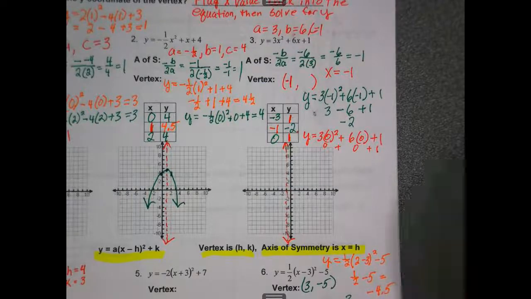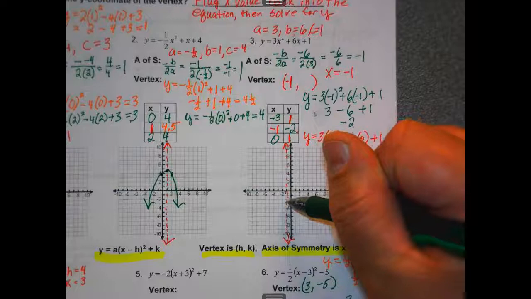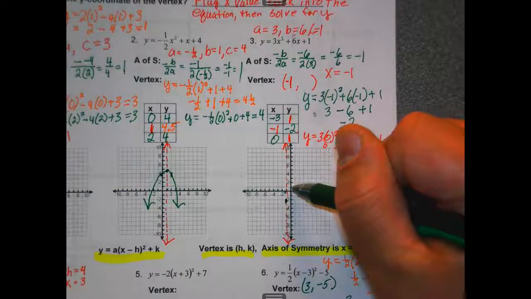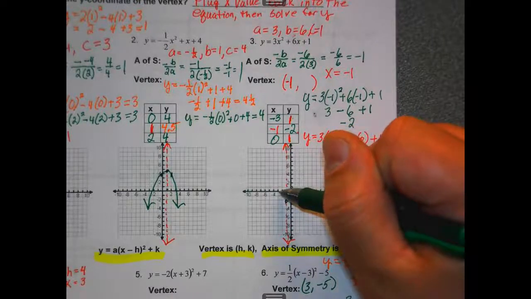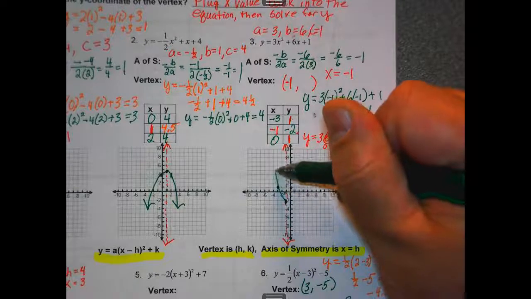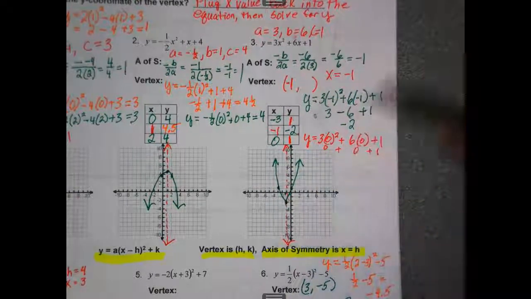Okay, let's plot these and draw them. Negative 1, negative 2, 0, 1, and negative 3, 1. And there's my parabola.